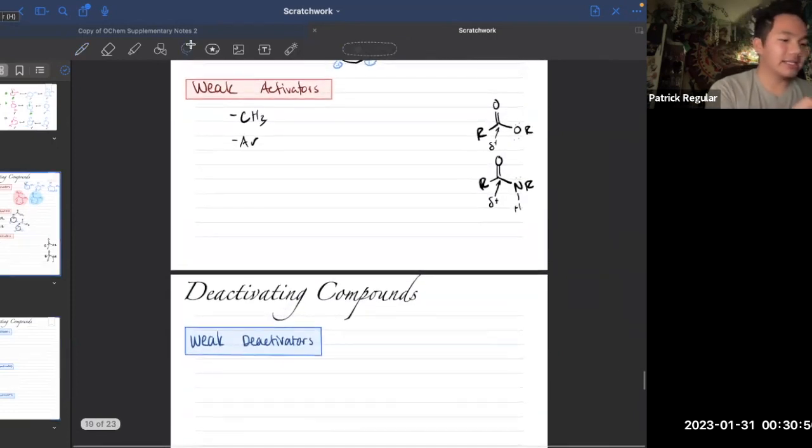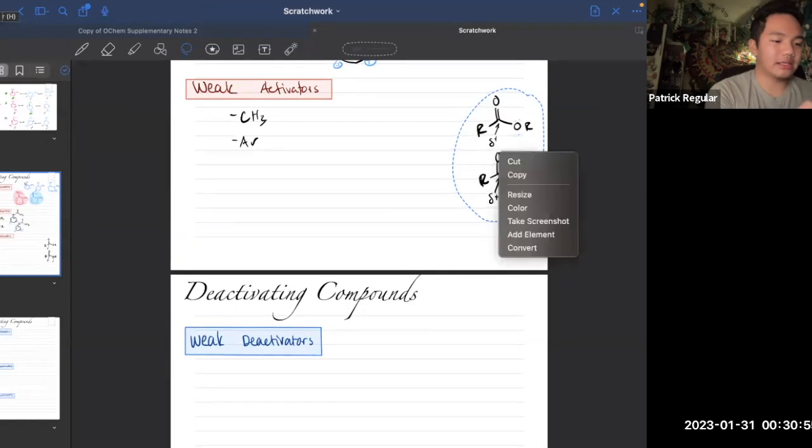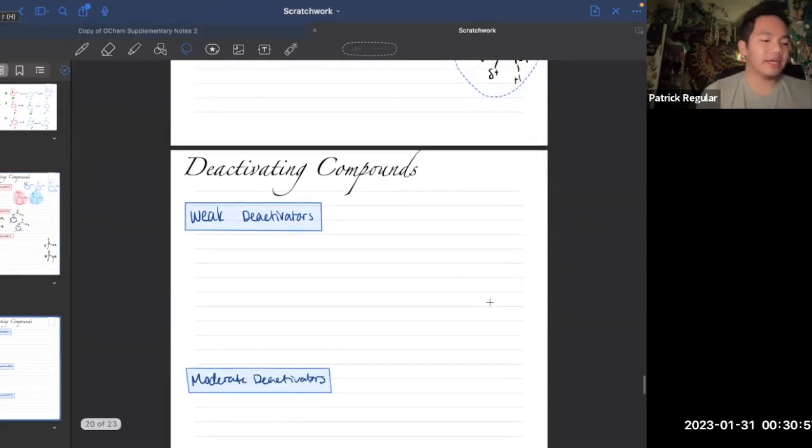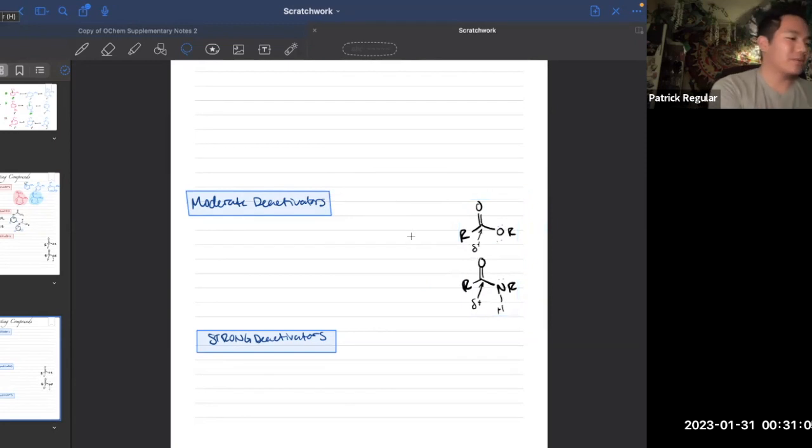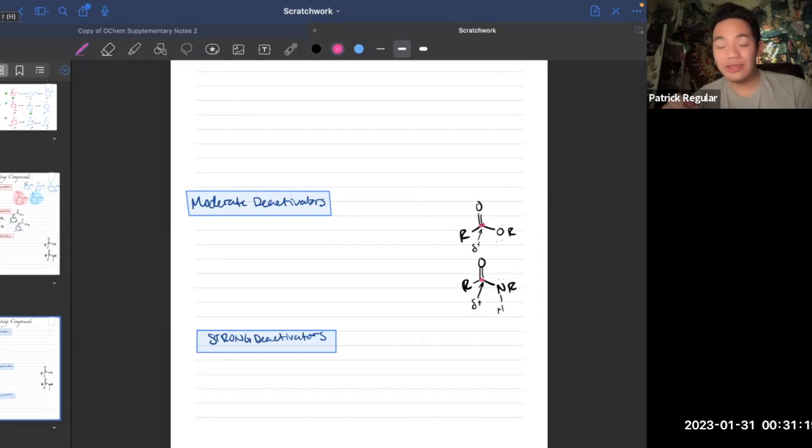I'm actually going to take this and copy. Nope, not cut. Copy it. Let's see if my paste will work. Oh, nice. Okay, great. So among our moderate deactivators are the C terminus of our amides or our esters. Now you might be thinking, what does C terminus mean? That means it's attached on that carbonyl carbon that's partially positive rather than our oxygen and our nitrogen with lone pairs.